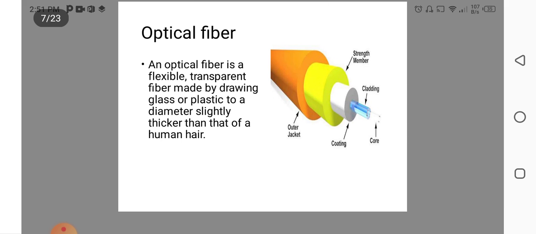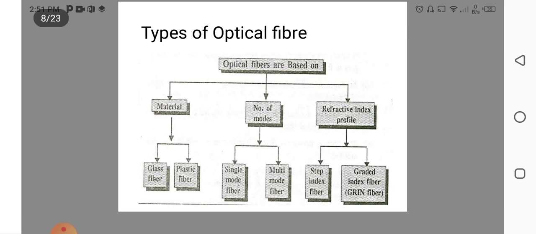Optical fiber. Optical fiber is a flexible, transparent fiber made by drawing glass or plastic to a diameter slightly thicker than that of a human hair. You can see here the layers in the optical fiber. Types of optical fibers. Based on material it is classified as glass or plastic. Based on number of modes it is classified as single or multi-mode. Based on refractive index it is classified as step index fiber and graded index fiber.